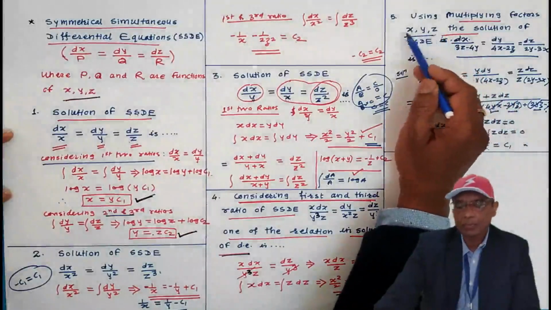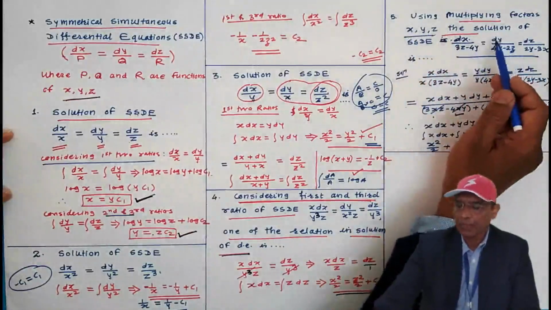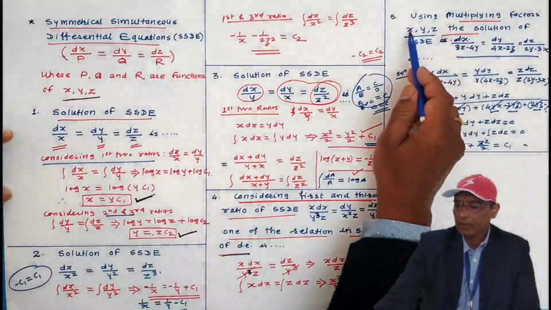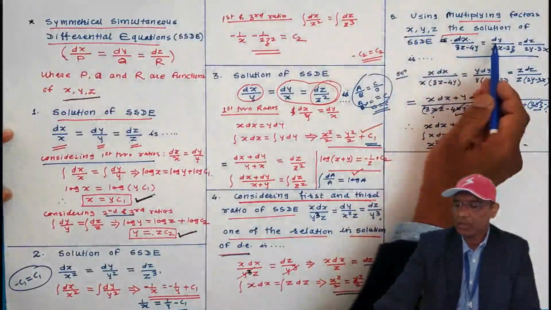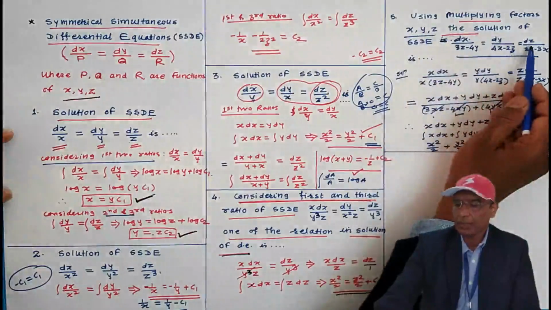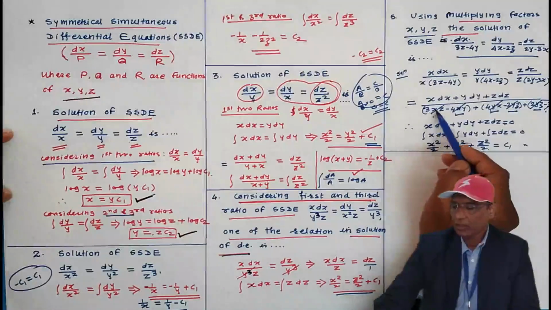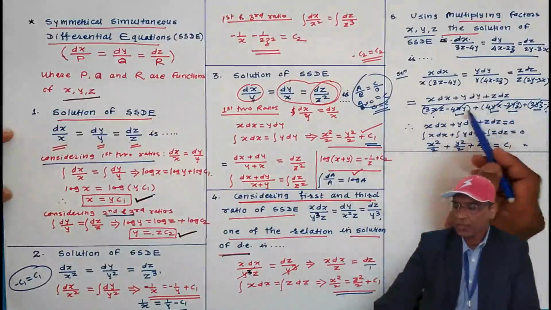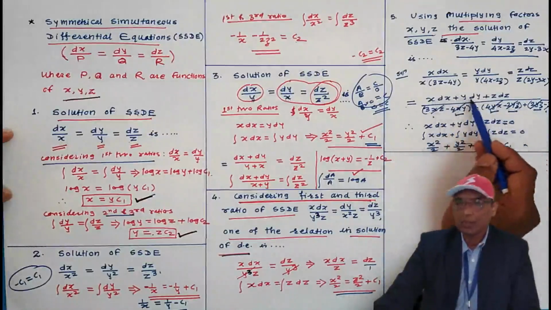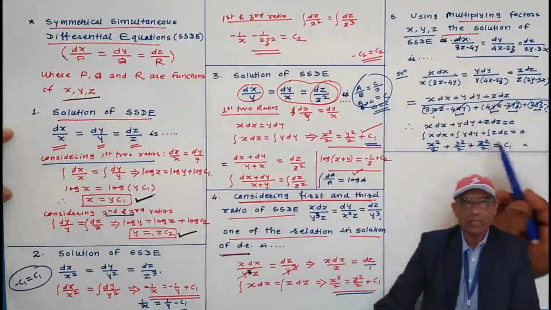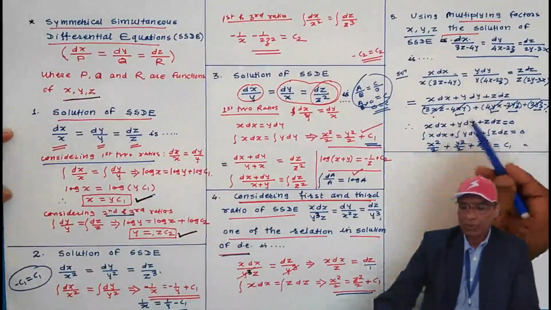You may be given any multiplying factor, any differential equation. Multiply first ratio by x, multiply second ratio by y, multiply third ratio by z, add numerators, add denominators. In the denominator you will get 0. Once you get 0 in the denominator, numerator must be equated to 0 and take integration. Okay, so in this way you can solve the problem.